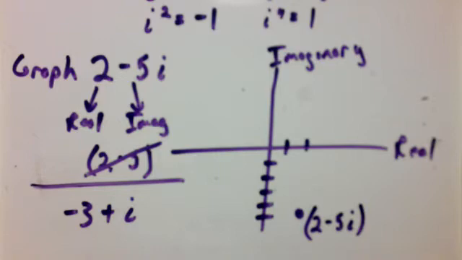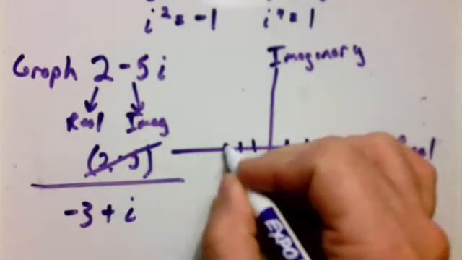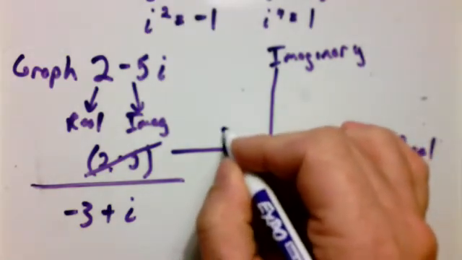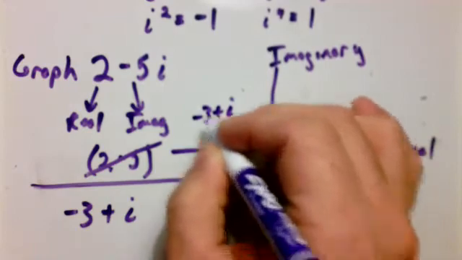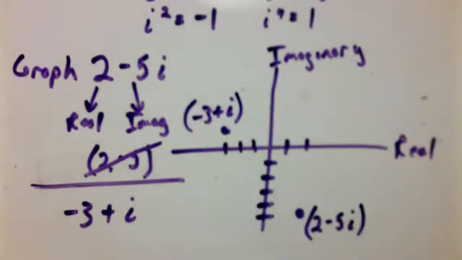Let's see. Trevor, I know you got in here late. Which direction would this one be? You left 3 and up i. So left 3, and then up 1. So this is going to be -3 plus i as this point right here.